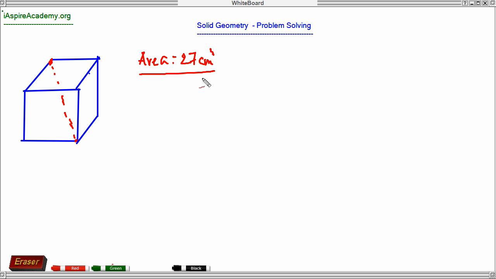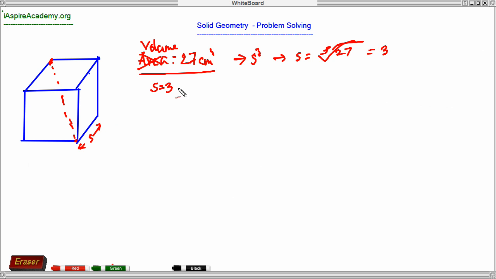So to do that, first, I'm sorry, I made a mistake again. It should be volume. So the volume of the cube is 27 centimeter cube. Find the longest diagonal. So we know the volume of the cube is s cube, where s is the length of each side. So this would lead to s equal to the cube root of 27, that is equal to 3. So each side is 3. So s equals 3 centimeter.